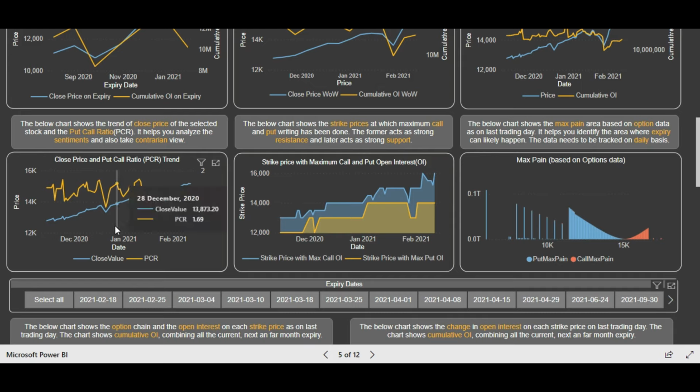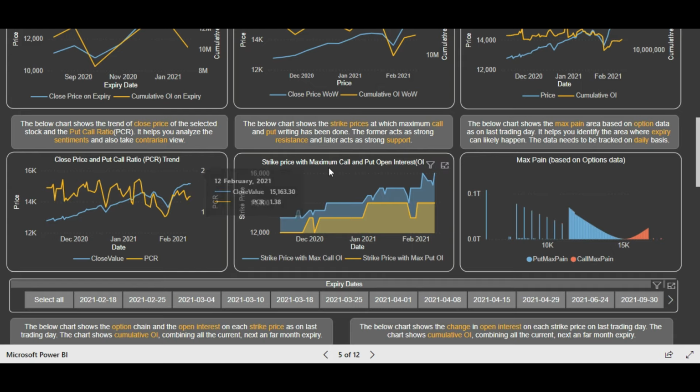Now we have discussed this in the PCR video also. Quickly, just for reference, if the underlying security price is rising and the PCR is increasing, it is a bullish signal. You can see from the past few days the close price is in an uptrend, and the PCR has small fluctuations, but overall it is increasing, right?